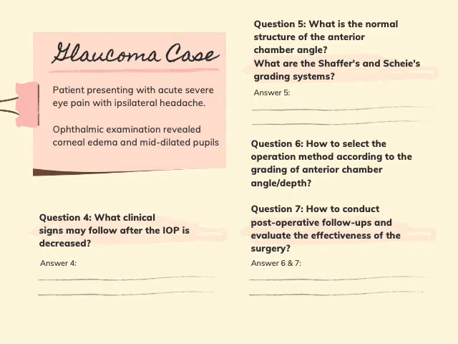Question 4, what clinical signs may follow after the intraocular pressure is decreased? Question 5, what is the normal structure of the anterior chamber angle? What are the Scheie and the Shaffer grading systems? Question 6, how to select the operation method according to the grading of anterior chamber angle or depth? Question 7, how to conduct post-operative follow-ups and evaluate the effectiveness of the surgery?